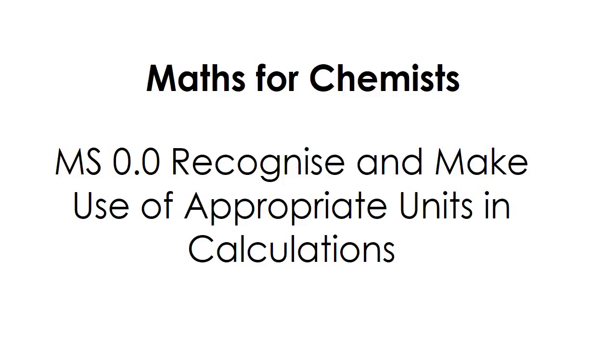Welcome to the first video in the Maths for Chemists series. The first video is MS 0.0: to recognise and make use of appropriate units in calculations.